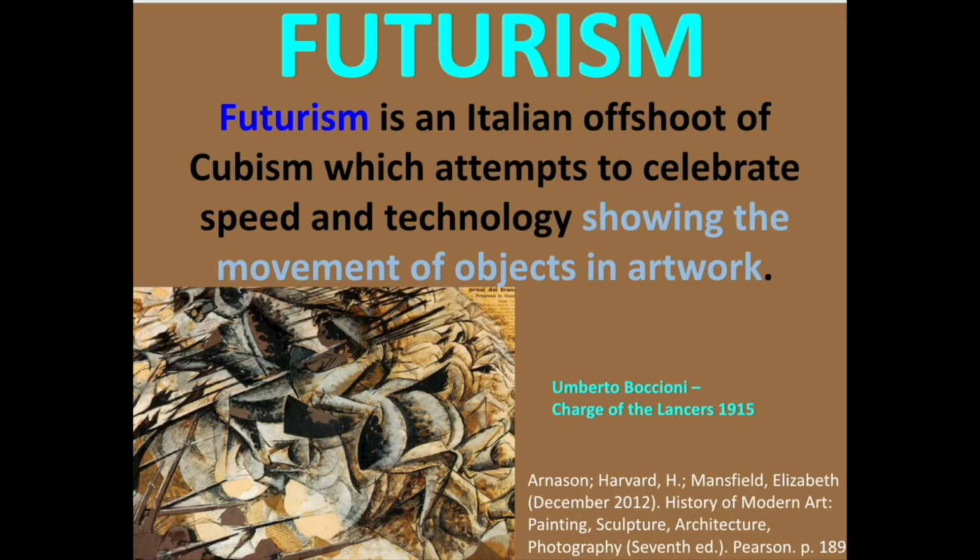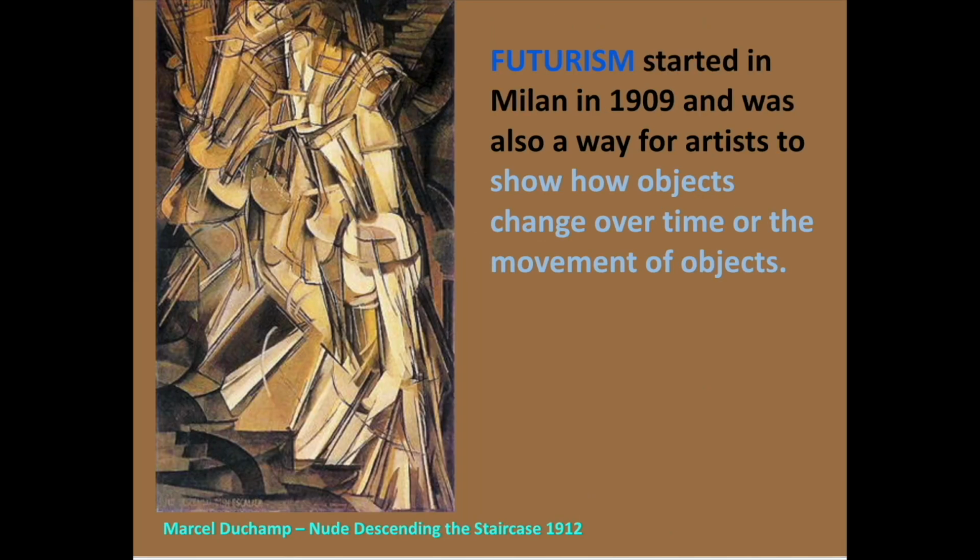Futurism is an offshoot of Cubism. It emerged in Italy, and it is a style of art that celebrated speed and technology. Again, Futurism basically means that it's showing how objects change over time or the movement of objects in space.